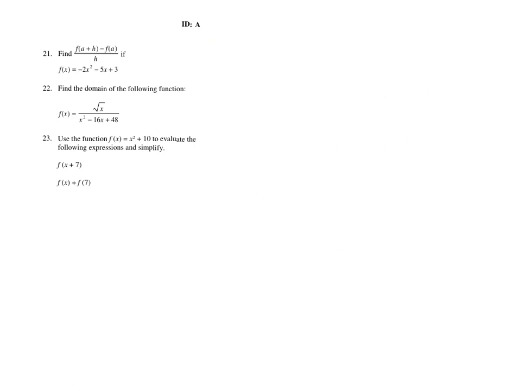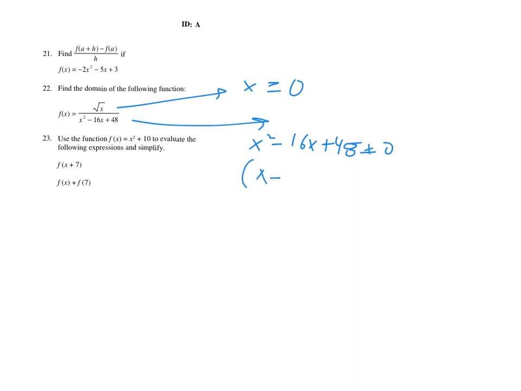All right, 22 here, domain. We have kind of two rules in play. So the radical must be greater than or equal to 0, and then the denominator cannot equal 0. So I'm going to factor this denominator. So it's x minus 6. Oh, no, it's not. I was going to do 6 and 8, but that doesn't make 16. So what else multiplies to make 48? All right, 4 and 12. Oh, yeah, that is it. So x minus 4, x minus 12. So x cannot equal 4, x cannot equal 12.